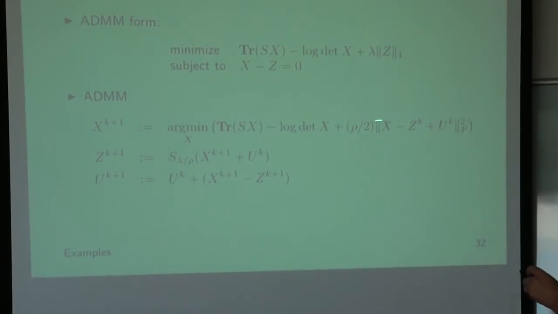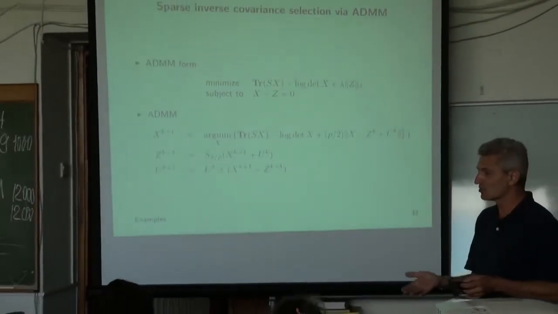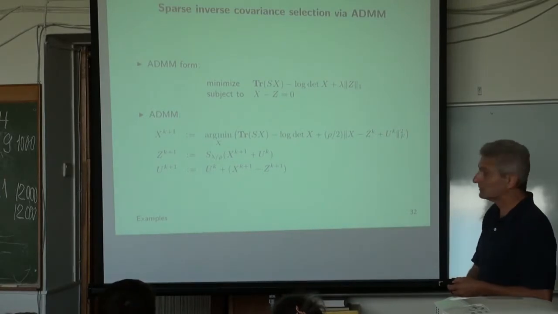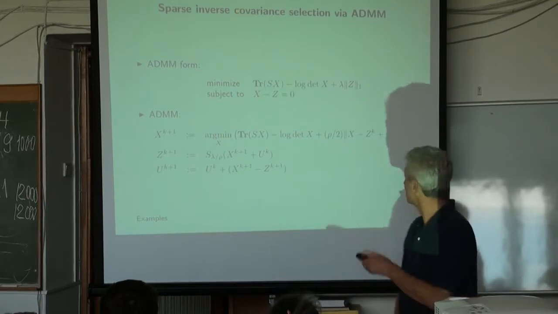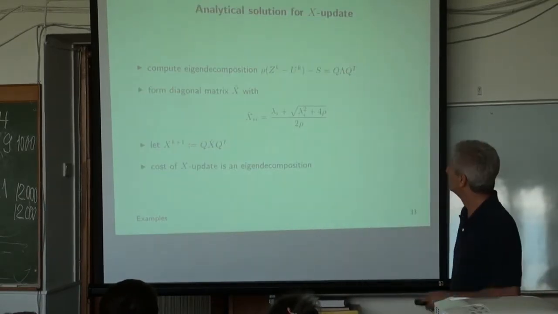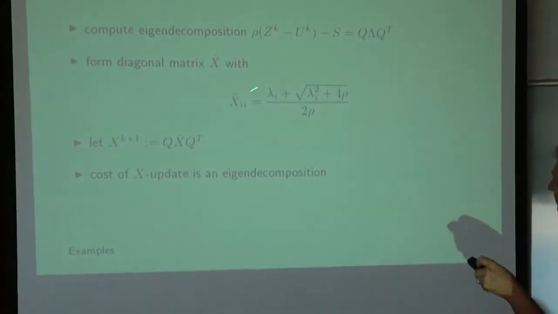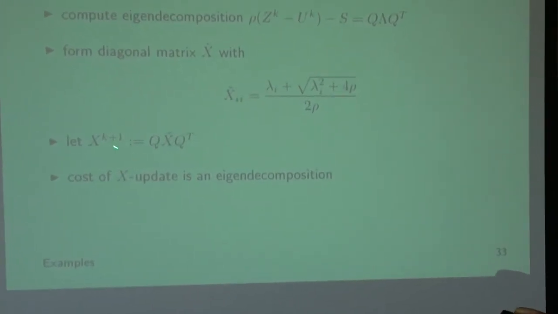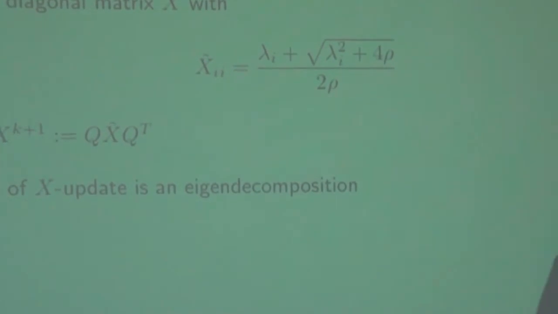It's because all of these are unitarily invariant. Right? So, in other words, look at all of these. Every term is unitarily invariant. That means I can diagonalize and solve it there. Right? So that's how this works. And in fact, here's the analytical solution of something like this. You diagonalize this thing, and then you find the eigenvalues and you solve a quadratic, and then you get this. So the cost of an X update is an eigendecomposition.